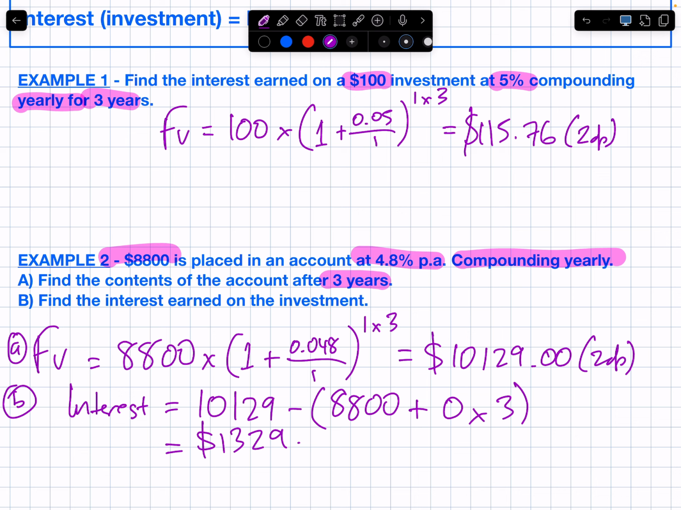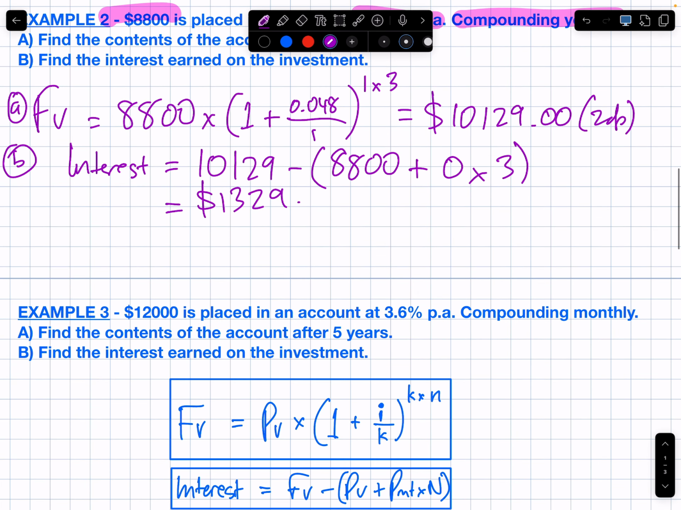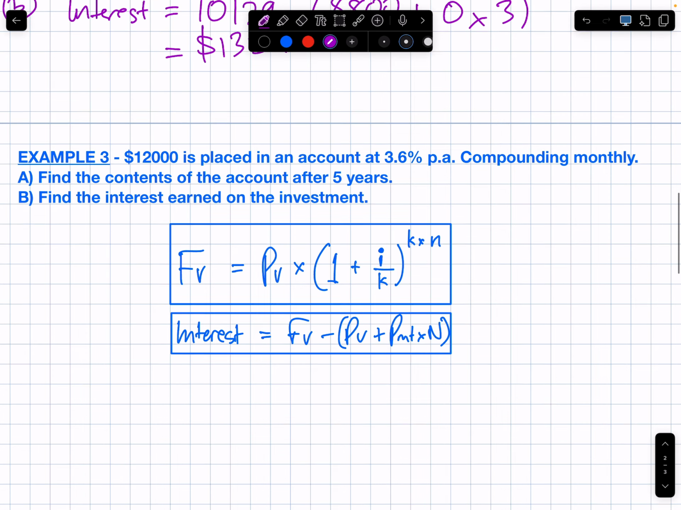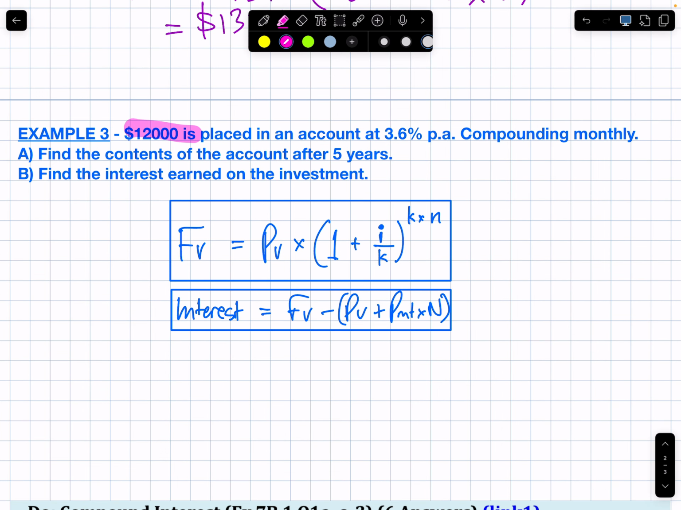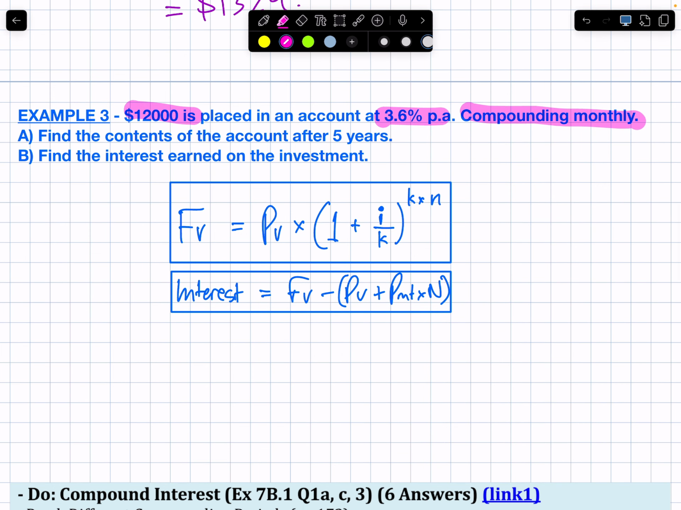That's not that unrealistic anymore. The interest rates have risen now since COVID. Although in real life, things compound monthly, not yearly. All right, last example to show the use of the full formula. 12,000 is placed in an account, 3.6 per annum. Compounding monthly is the difference this time. What's the contents of the account after 5 years, and what's the interest on the investment?